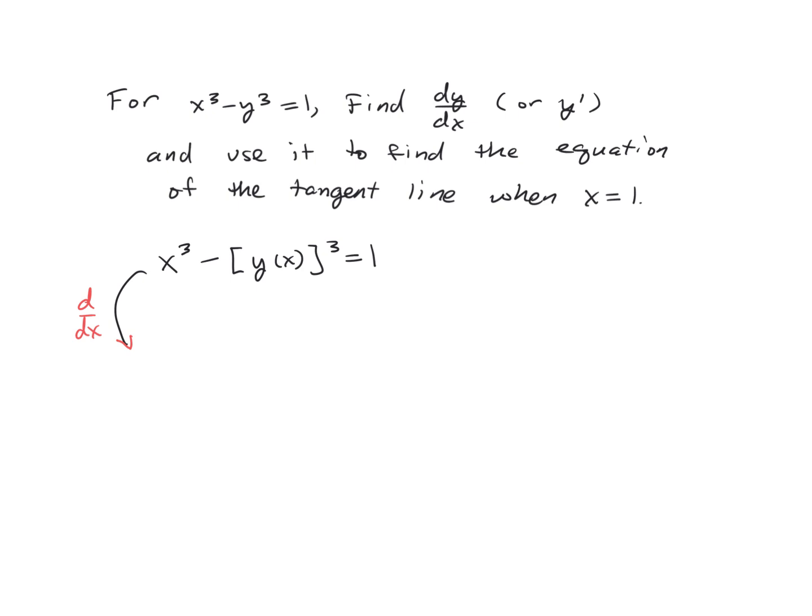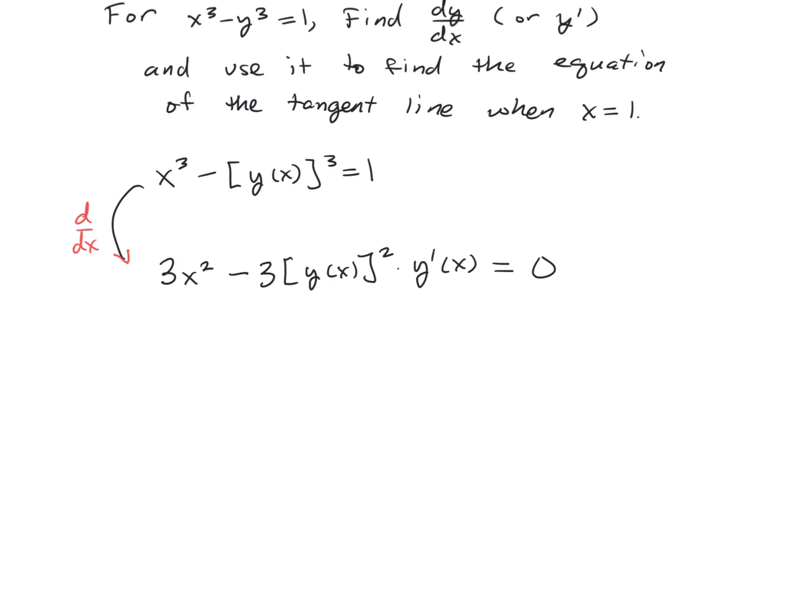So the derivative of x cubed is just 3x squared. That's our typical derivative of a power rule application. Now for the next derivative, that minus of course carries over, and the derivative of the outside function is 3 times y of x squared multiplied by the derivative of the inside, which is y prime of x. You could also write that as dy dx, but I like using the prime notation. And then on the right-hand side, the derivative of the constant 1 is just 0.